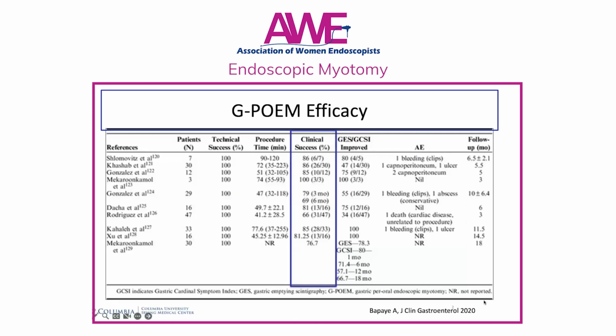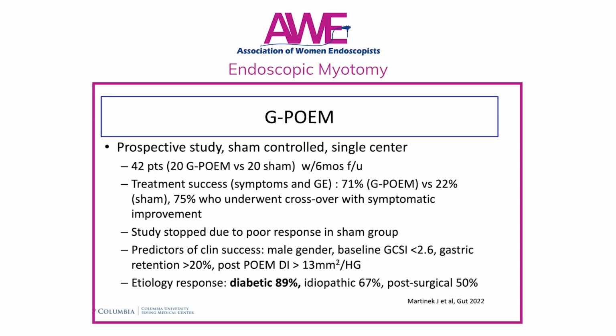So how does it perform? Well, in this more recent meta-analysis, you can see that the size of the studies were very varied, but overall, the clinical success ranged from 66% to 100% as measured by gastric emptying times, as well as symptom index scores and improvements. The adverse events were rare, not more than 1 to 2 per study, and most often included things like capnoperitoneum or bleeding or death not related to the procedure, but with not great follow-up time.